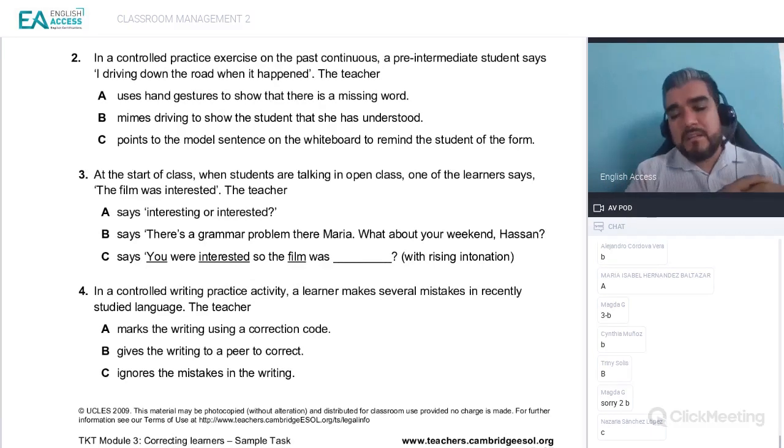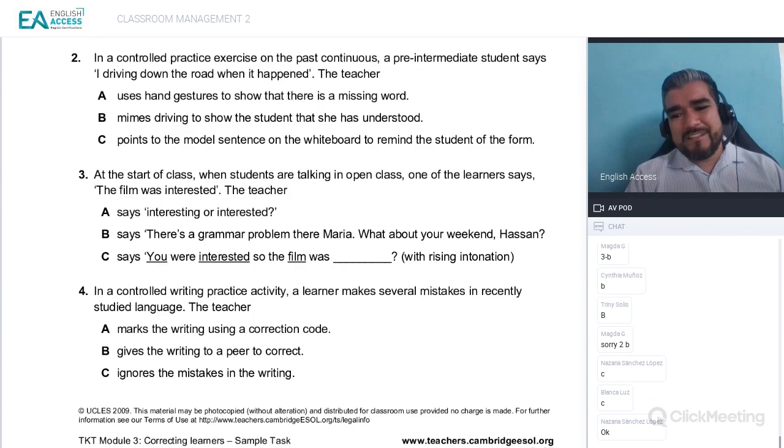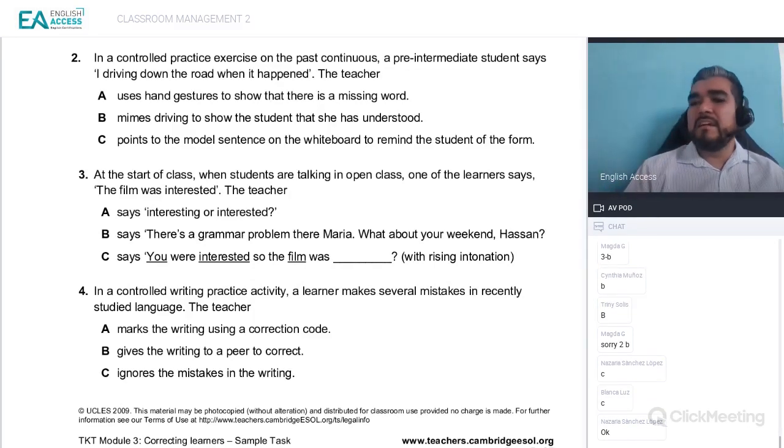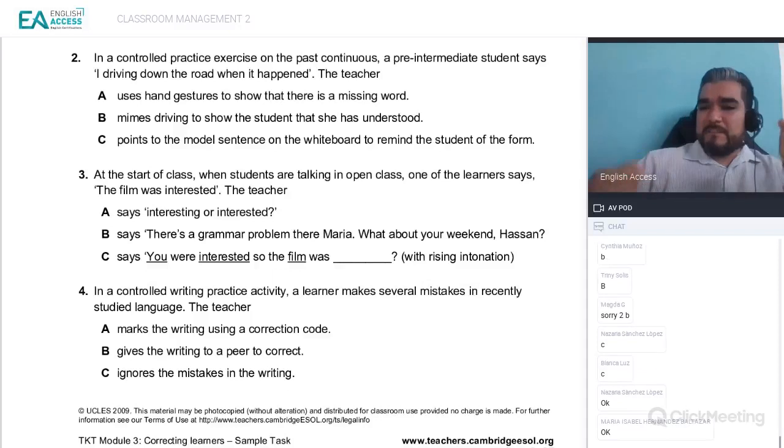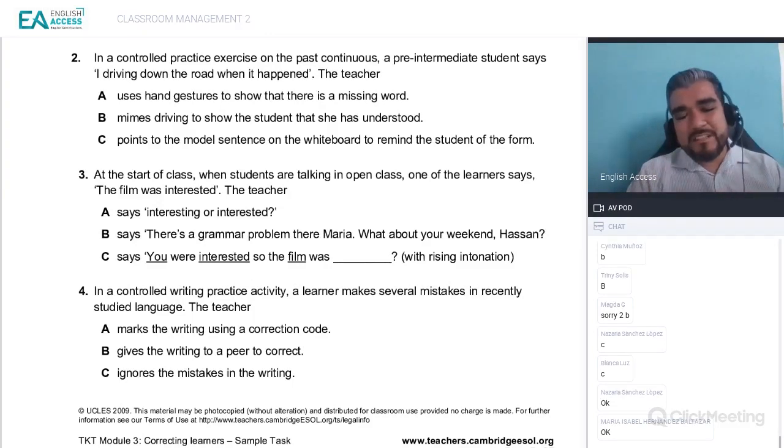Good job. Yes, the one that is not appropriate is the letter B, right? Because there is no correction, right? And there is no need for that, right? So if the teacher mimes driving, the student says, I driving, and the teacher says, it doesn't make any sense, right? So in this case, there is no correction with the letter B. So letter A and letter C are correct. Letter B is not appropriate.